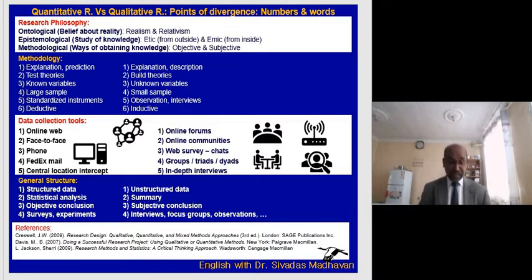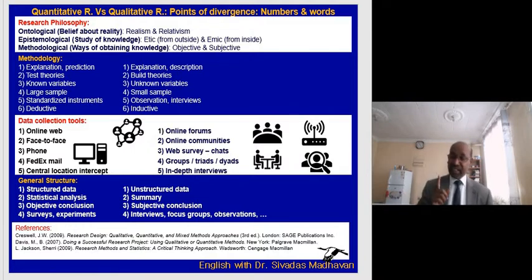And when you consider methodology or the methods, you can have different variations of the points of divergence. The first one is explanation. In quantitative research, you can see explanation, and that will predict. After the explanation, a hypothesis will be confirmed or rejected. There, it is predicting the result. But in the case of qualitative research, the explanation is a description. They explain and describe. That is number one.